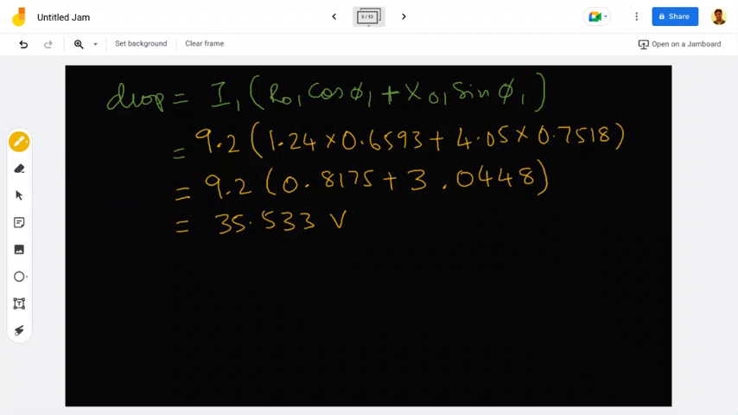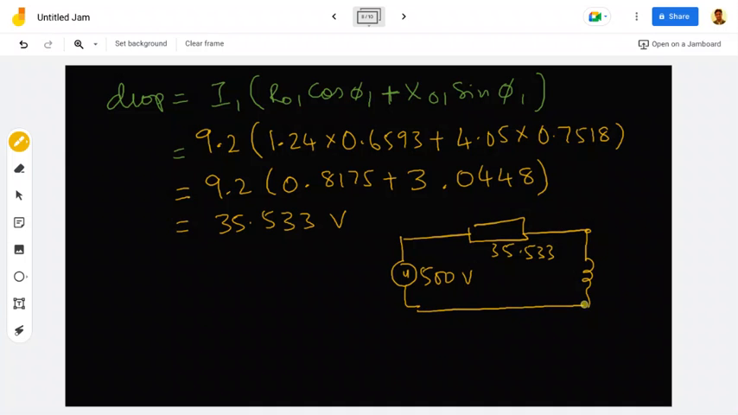Okay. So now what is happening? So I apply 500 volts here, then the voltage drop here is 35.533. Now you may ask, how can I simply subtract, because it is not an AC circuit. I should do complex calculation, but this formula is assuming approximate voltage drop, so it is fine. So 500 minus 35.533, so that is V1 dash equal to 464.67.